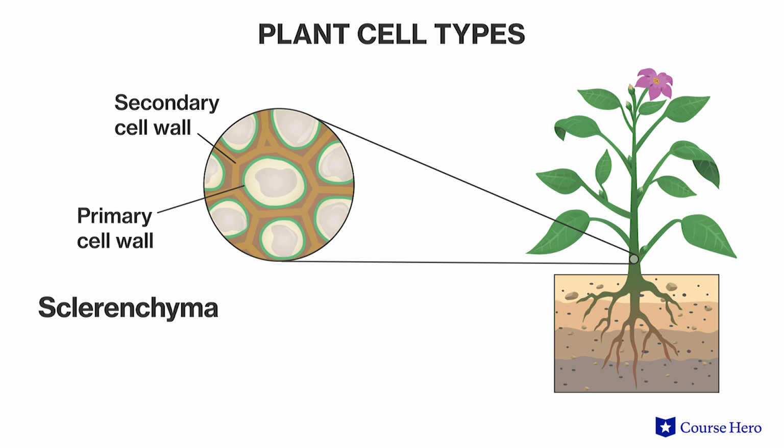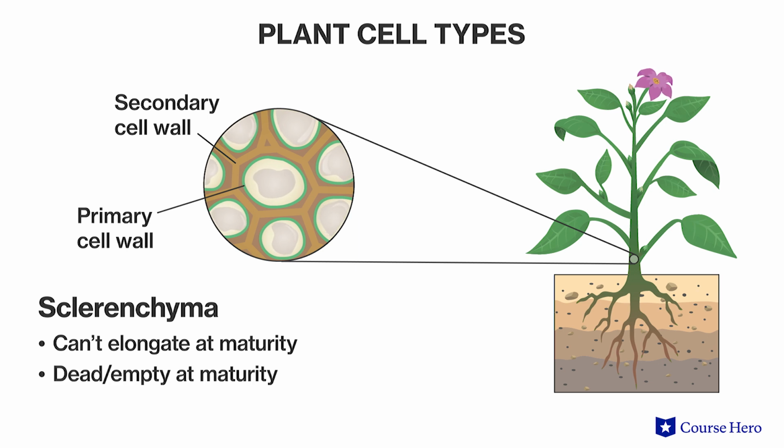Mature sclerenchyma cells can't elongate, and they occur in regions of the plant that have stopped growing. Even though many sclerenchyma cells are dead when they reach functional maturity, they continue to provide support for the plant.